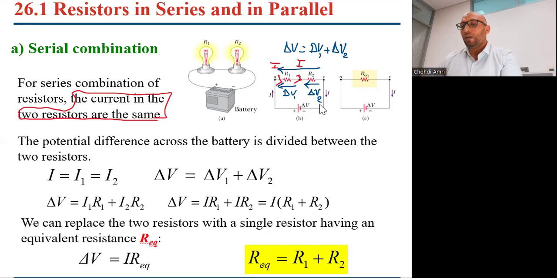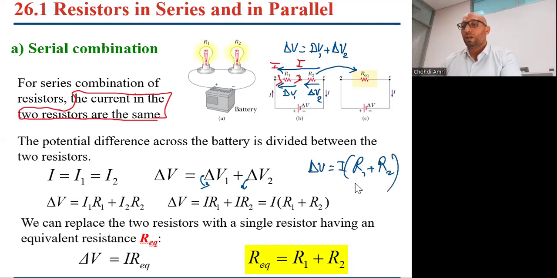Okay. On the other hand, these two resistors can be replaced by just one equivalent resistance, where the equivalent resistance in series will be R1 plus R2. Why? Because, as you know, delta V equals delta V1 plus delta V2, and we have the same current I. If we apply Ohm's law, delta V1 equals R1 I, and delta V2 equals R2 I, because we have the same current. So in the end, we get delta V equals I times (R1 plus R2).